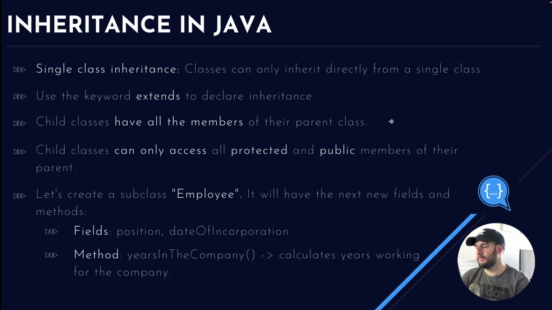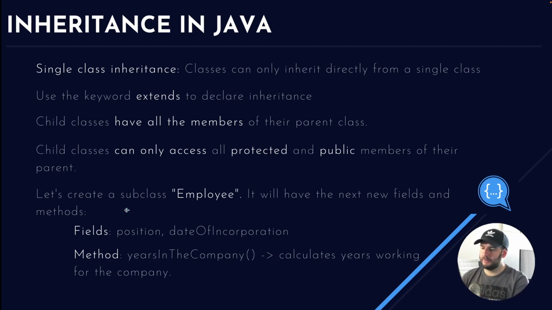The child class will have all the members of the parent class. This means their private attributes, their protected attributes, and their public attributes, all of them will be inherited. But the child class will only be able to access those members that are protected or public. It won't be able to access the private ones, even though they will have the private attributes.